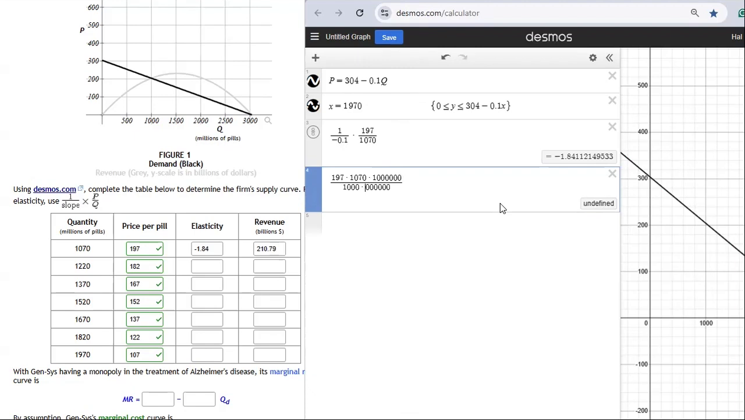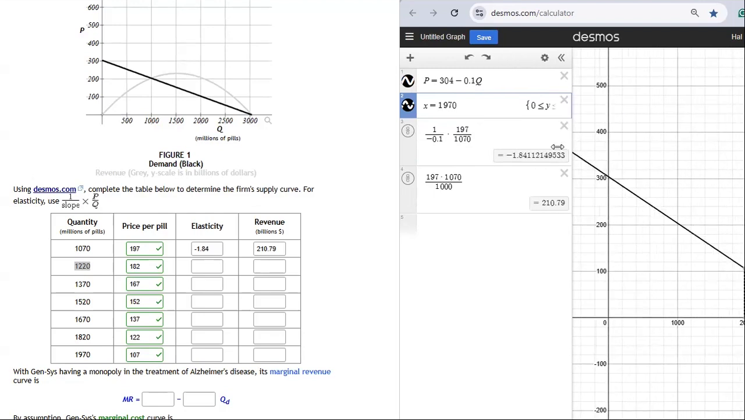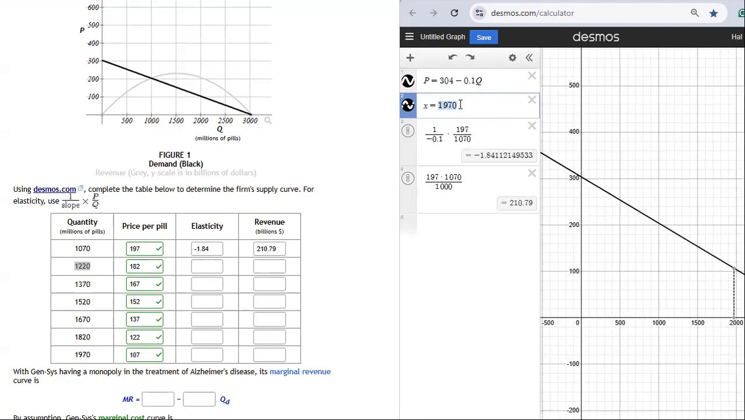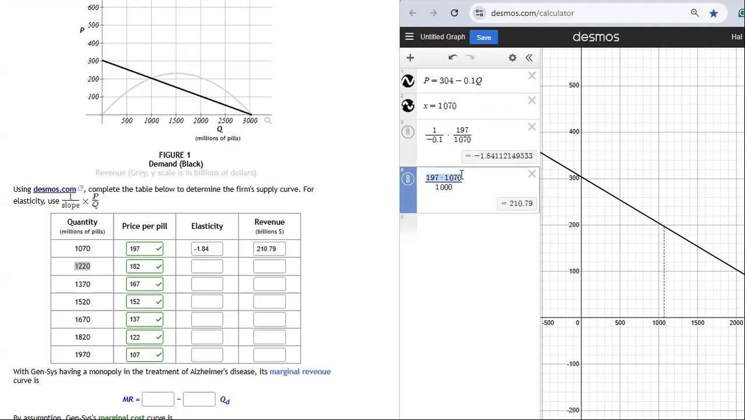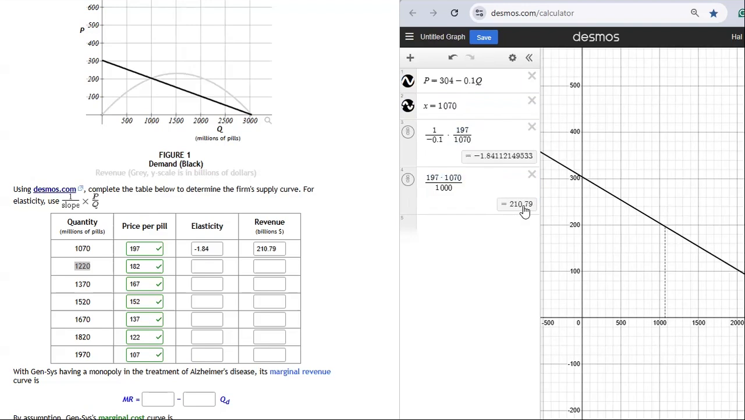Now I'm going to simplify this expression. I'm going to put a times and a 1 here. Notice the value has not changed. 1,000 million is a billion. This is 1 million, and this is 1 million. 1 million divided by a million is 1. So these two numbers cancel each other. And notice that my revenue is still $210.79 billion. Let me close this down, hide some of the details. Let me reset this to 1,070. At 1,070, my price is 197. My elasticity is a negative 1.84. And my revenue is $210.79 billion.